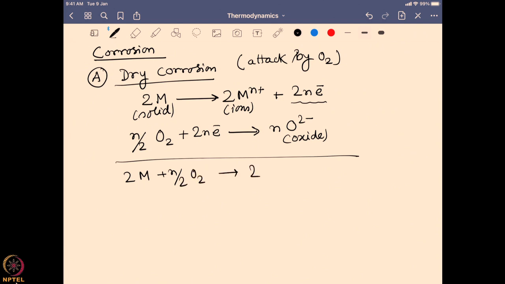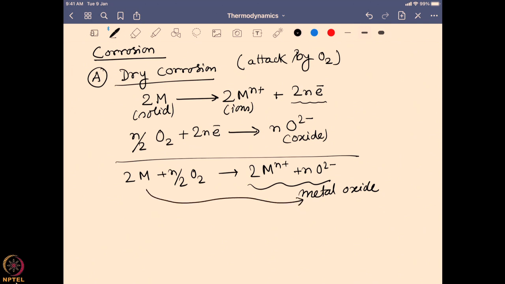what I am going to get is the following, and these two can come together and form the metal oxide. And that is why from a solid metal I am going to get a metal oxide, and this reaction is favored due to the negative delta G value of this reaction, because this oxidation process.